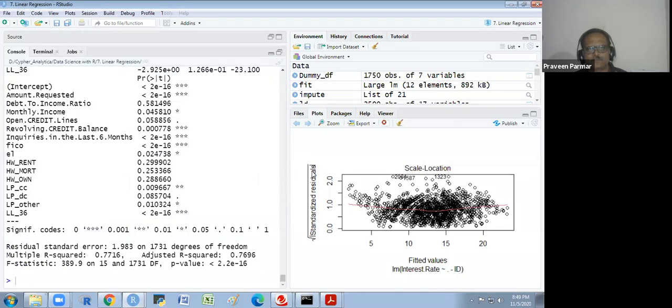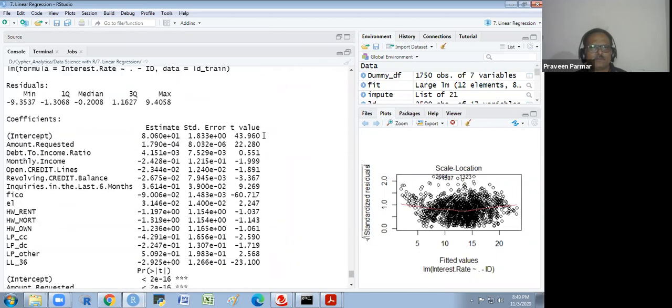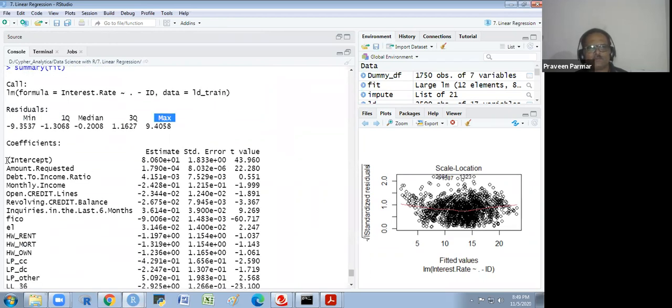First you check the summary, and here you will see the formula we have written and these are the residuals. Residuals are very important, I explained earlier. It is the minimum, first quartile, median, third quartile, and the maximum residual. And this is the intercept, which is beta 0, as I explained in the PPT, and this is the beta 0 value.